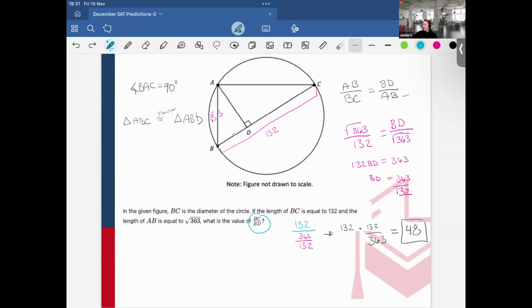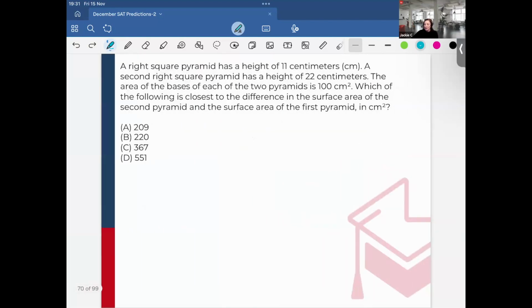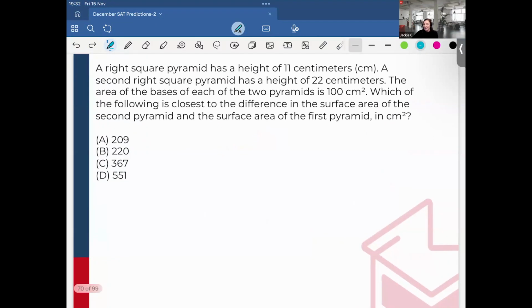Okay, so let's continue our journey. I've been doing this for the last couple of prediction videos, but it's fundamental and necessary to know three-dimensional figures. So let's take a look at this one. Classic right square pyramids. A right square pyramid has a height of 11 centimeters. A second right square pyramid has a height of 22 centimeters. The area of the bases of each of the two pyramids is 100 centimeters squared. Which of the following is closest to the difference in surface area of the second pyramid and the surface area of the first pyramid?